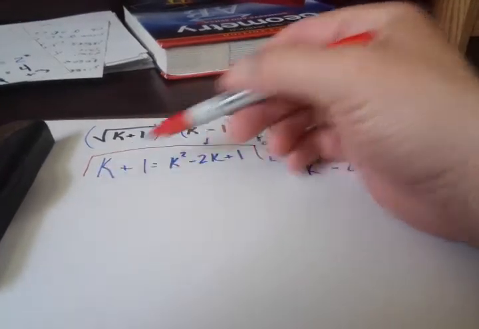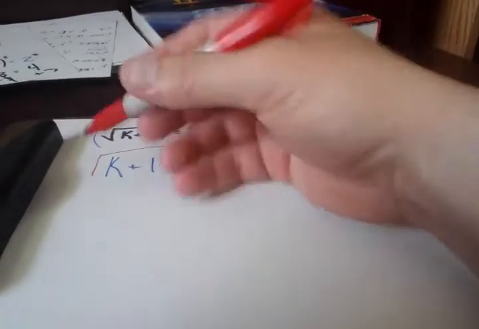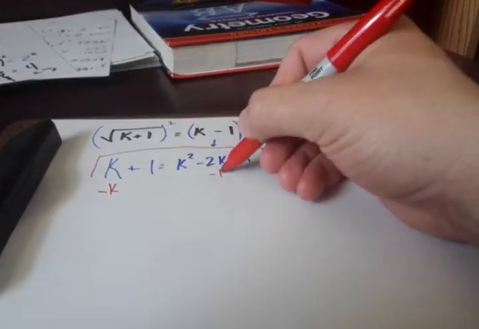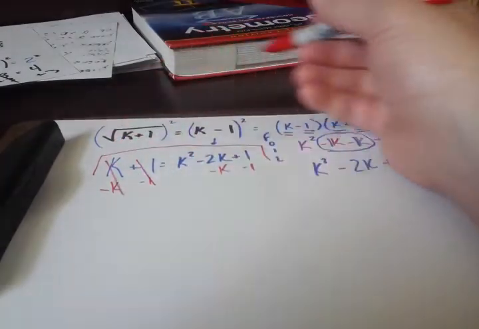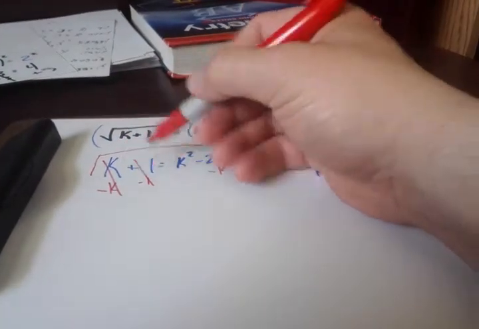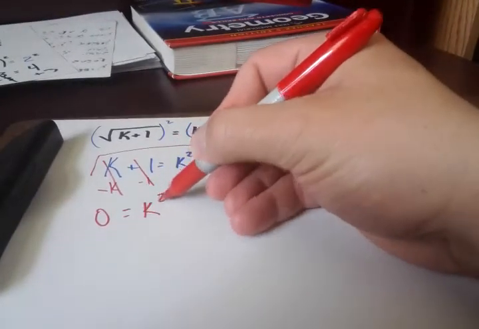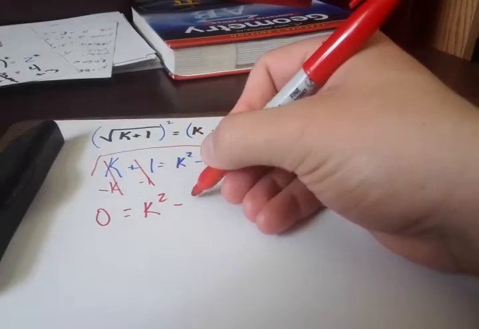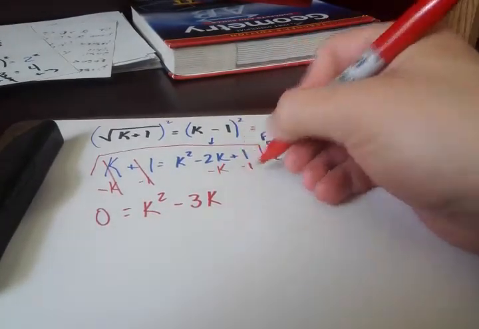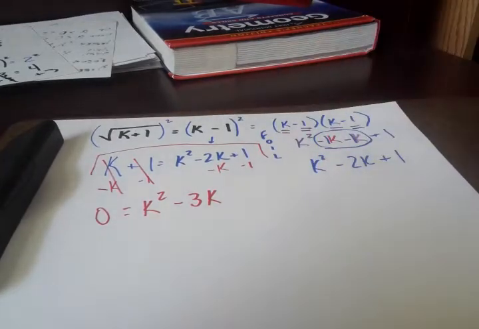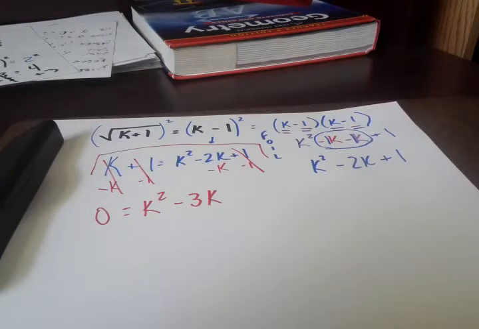Okay, so let's move the k and let's move the 1 over here by subtracting. Basically what I'm going to do is set this equation equal to 0 so I can factor it. So I've got nothing left over here, so that's equals 0. I have a k squared. Now I have 2k minus k, which is a minus 3k. And then I have a 1 minus a 1, which is obviously 0. So this cancels. Now we're left with a binomial.